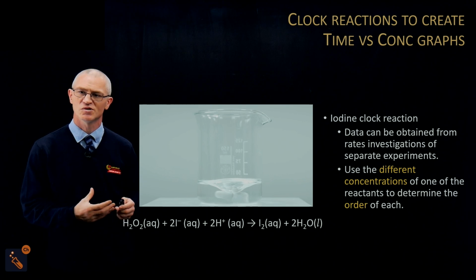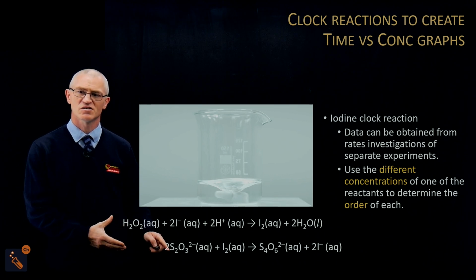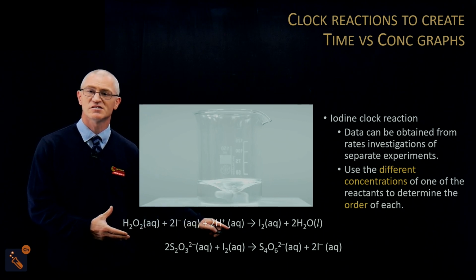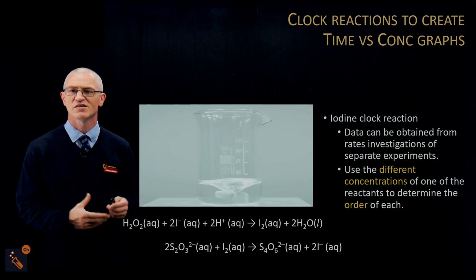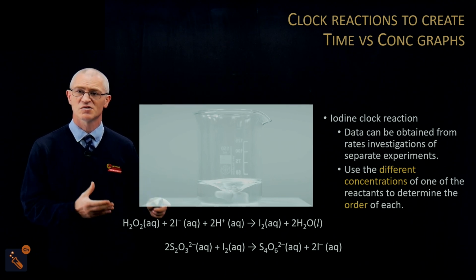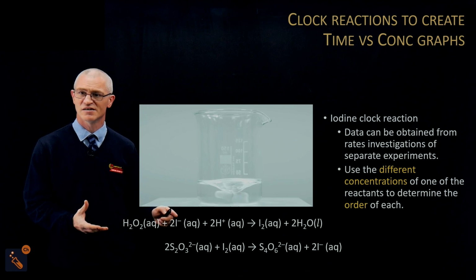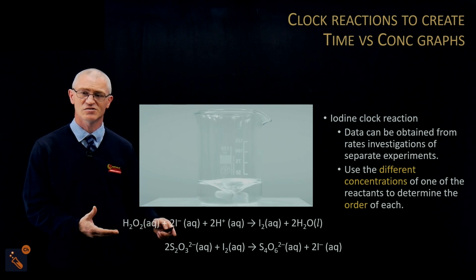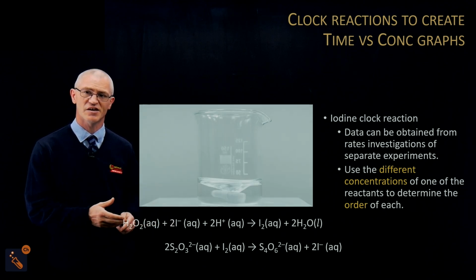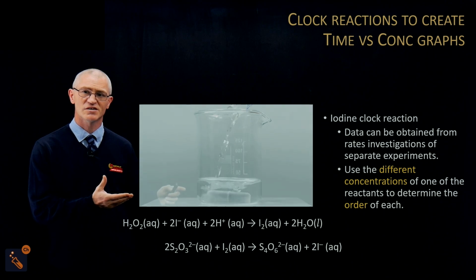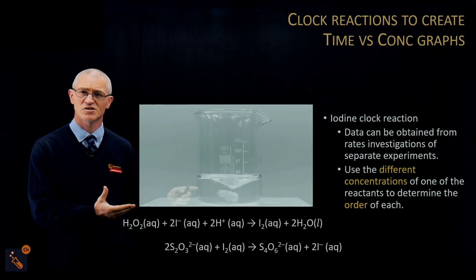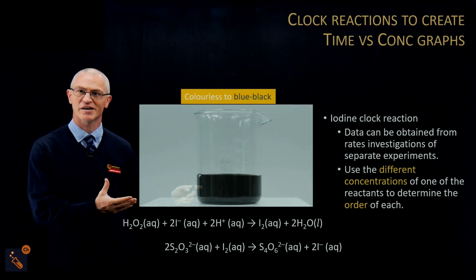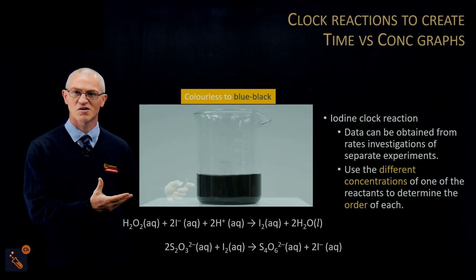Okay, but we also add thiosulfate. And thiosulfate will then react with the iodine that's produced and turn it back into iodide ions. Those iodide ions are colourless. So basically this reaction will stay colourless until the thiosulfate has been used up, and then when it's used up, it goes black. So let's have a look at that. Okay, so all I'm doing now is adding the hydrogen peroxide, and you can see very quickly the thiosulfate is going to be used up and it turns that blue-black colour. So it goes colourless to blue-black.